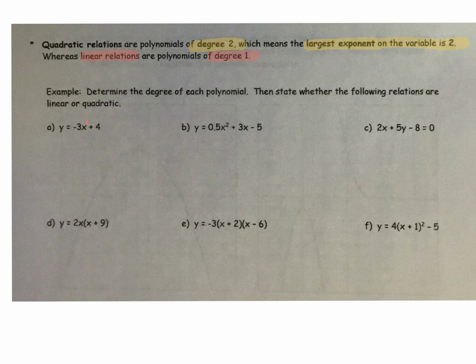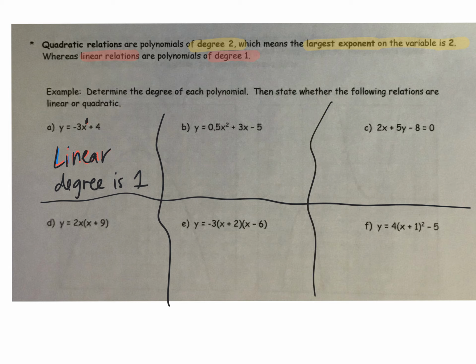So we're just going to go through this together. A, show me. Linear, thumbs up. Quadratic, thumbs down. For question A, is it linear or quadratic? Show me. How do you know this is linear? Does it have an exponent of 1? The degree is 1, right?